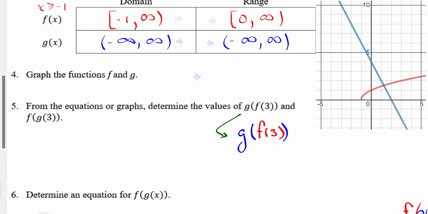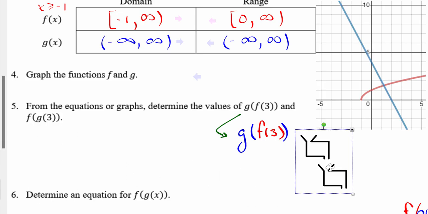If I were to picture what's happening here using function machines, as I've used in previous lessons, what's happening is my input of 3 is going to go into the f of x function. That's going to produce some output, which is going to go into my g of x function, and then I'm going to get an output from there.